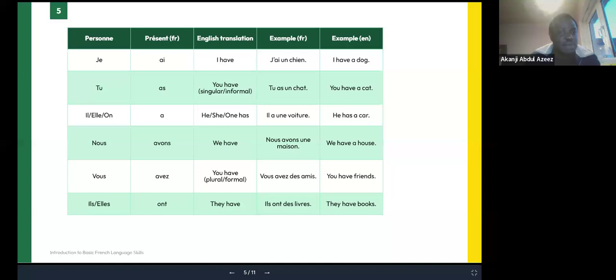I want to stop the whiteboard so I can share my screen. So you continue to see my screen. So j'ai la monnaie. I have change. You understand? So in essence, what I want you to know is that if you want to say I have something in French, just look for the particular noun you want to say you have. J'ai la monnaie. I have change.